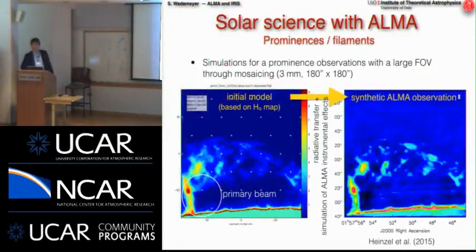And that is a result from Peter Heinzel and his group, where they tried to simulate, based on an H-alpha map on the left, what ALMA would see when observing prominences. And this, I think, is already very exciting if we really get to this point.